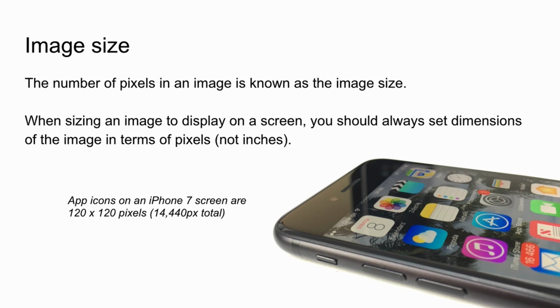So the example here is our icons are 120 pixels by 120 pixels. That's kind of the standard. It's probably bigger than that at this point. Honestly, it gets bigger. Every new phone obviously has more pixels in it.